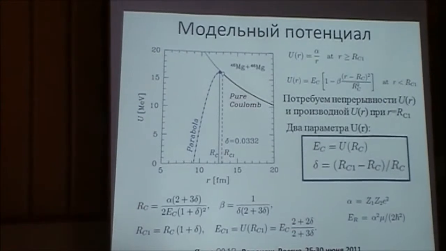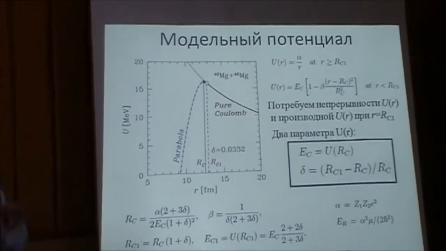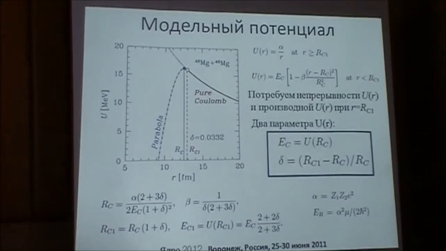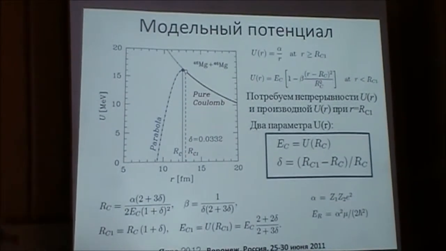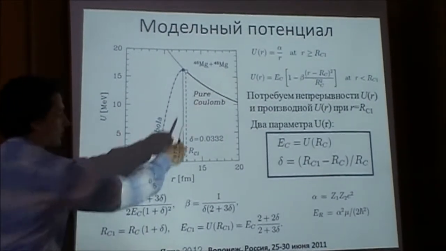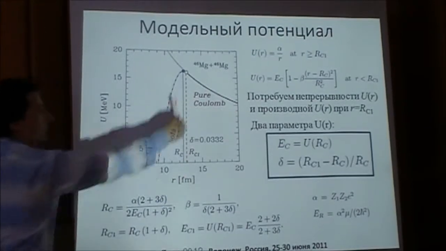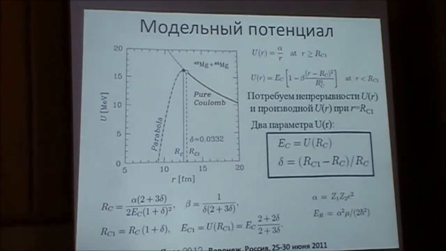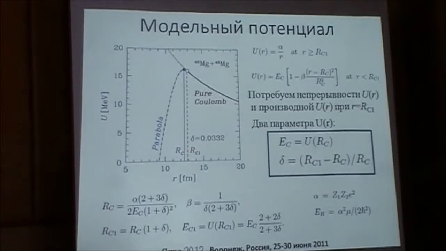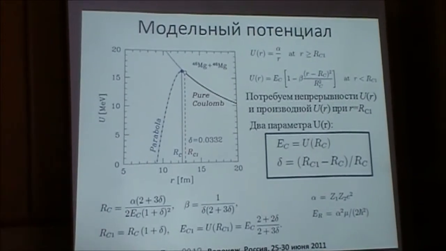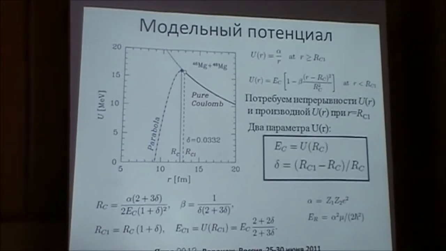It does not depend on the nuclear shapes or something else. It is very analytic. It's just a Coulomb potential if the distance is larger than some distance, which is a parameter of this model. And after that it becomes a parabola. It's a very simple analytical potential.